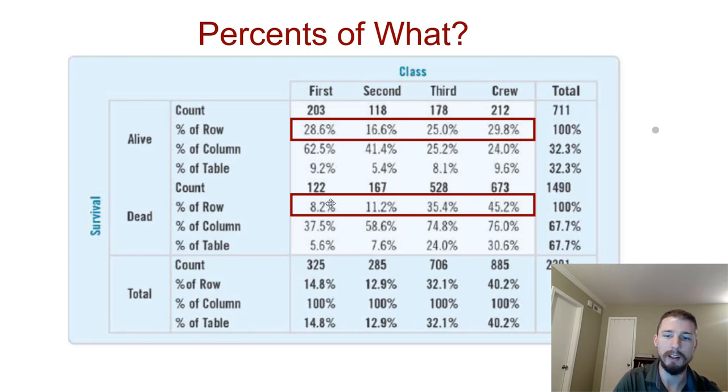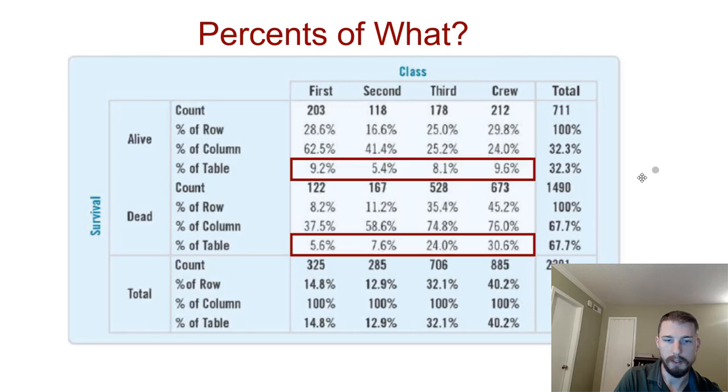So what is the class breakdown of those that did not survive? Oh, I said the D word, sorry. And you can see this giant percent, the 45% of all the people that died were from the crew. Right, so that's a lot. Anyway, that is the second way we could break it down, by a percentage of whether or not you survive, so conditional on survival.